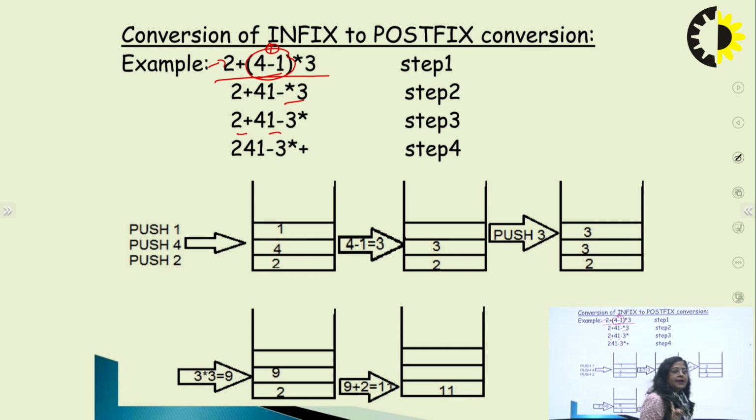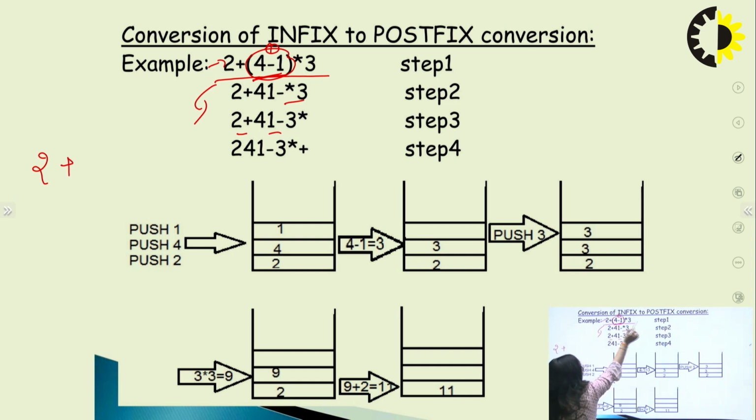If the precedence of two operators is the same, then you check the associativity, left to right or right to left. Okay. So according to this, here firstly you want to convert into postfix. So first solve this bracket part, according to 2 plus.